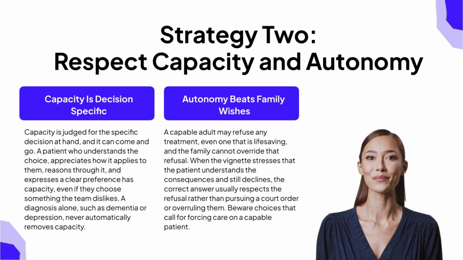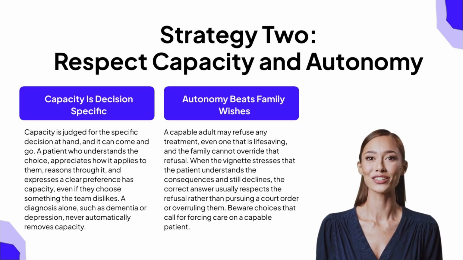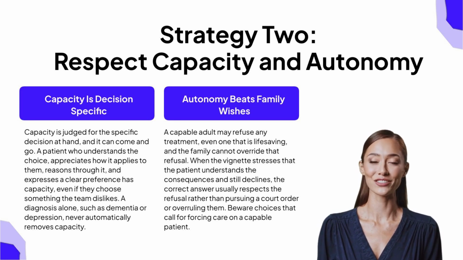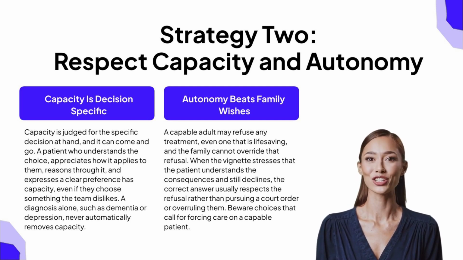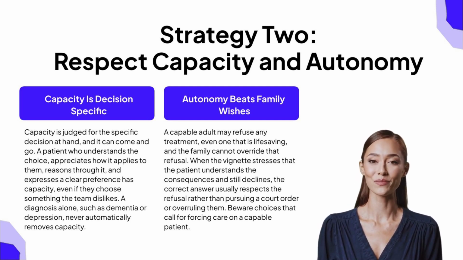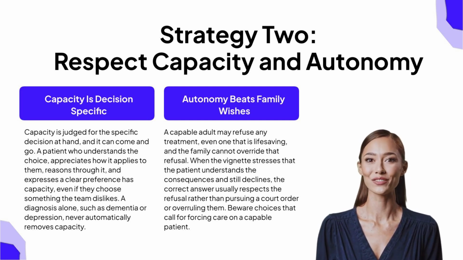Strategy 2 is to respect capacity and autonomy, and this is where a lot of test takers get pulled into the wrong answer by a worried family. First, remember that capacity is decision-specific and can fluctuate. A patient has capacity for a given choice if they can understand the information, appreciate how it applies to their own situation, reason through the options, and clearly communicate a preference. Crucially, a label like dementia or depression does not by itself strip capacity, and choosing something the team would not choose is not evidence of losing it.